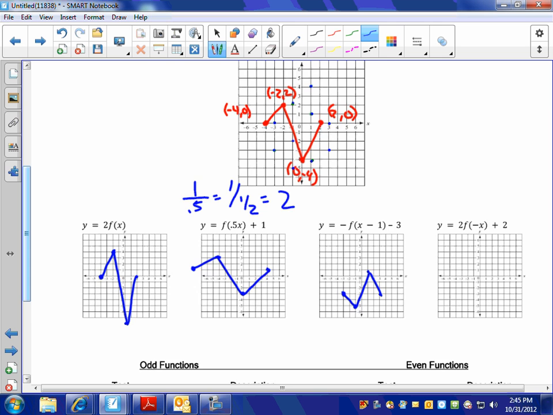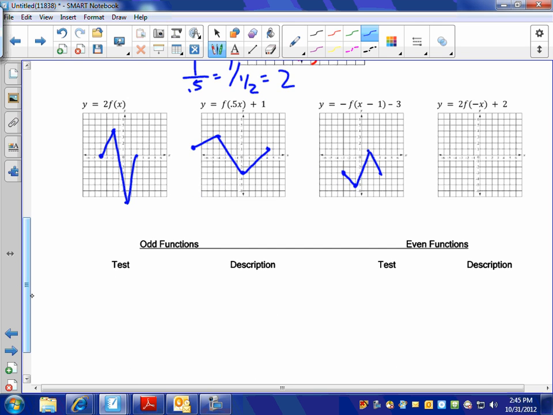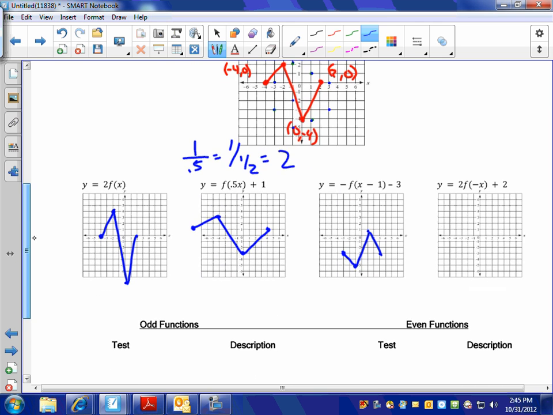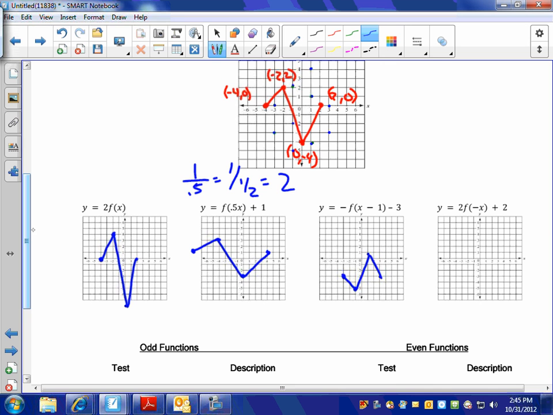Ready for the last one? Last one's the toughest. What happens there? Flips horizontally over the y-axis. Good, that's the first thing I have to do. Vertical stretch by a factor of 2. Then I shift it up 2.